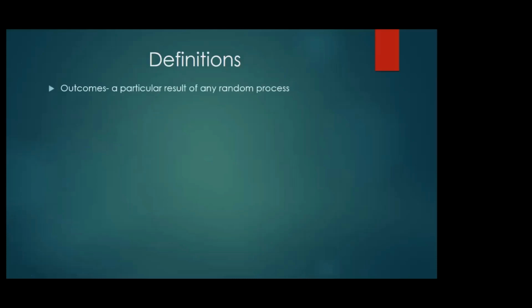So the first one is outcomes. It's a particular result of any random process. So it's the results you get from calculating a certain probability, whether they ask you to find the intersection, the union, or they ask you to find maybe a joint probability or a marginal probability. The outcome is your result. It's what you get from working out the information that you are given.